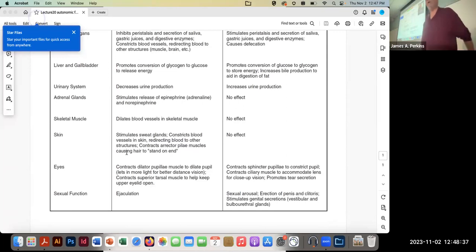In the skin, this is a very important thing, that basically every square inch of skin on your entire body has sweat glands. There are a few minor exceptions, but every one of those sweat glands is innervated by sympathetic neurons. And the sympathetic system stimulates those sweat glands to produce sweat to help get rid of excess body heat that's generated from the action of the skeletal muscles.